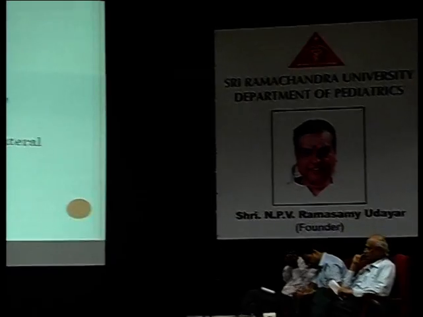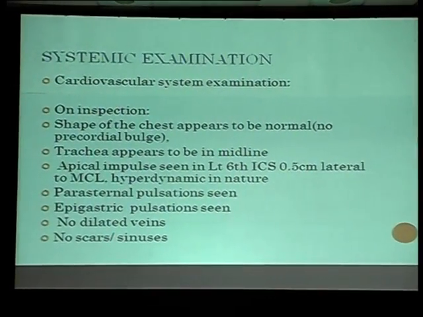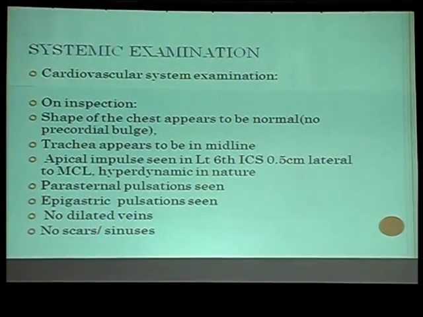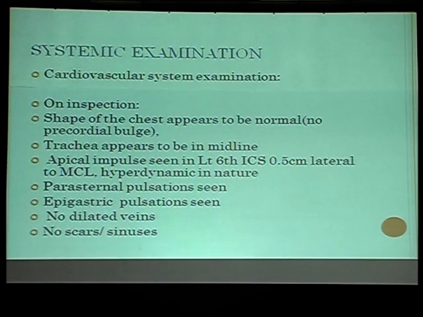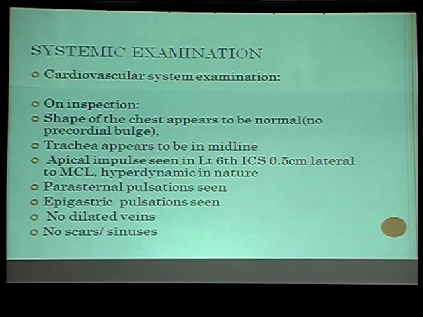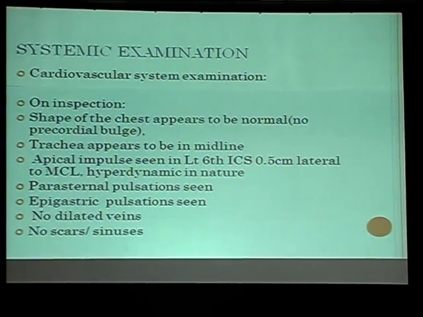Apical impulse is seen in left sixth intercostal space, 0.5 centimeter lateral to the midclavicular line, hyperdynamic in nature. Parasternal pulsations are seen, epigastric pulsations are seen, no dilated veins, scars or sinuses. It will be nice if you also give the interpretation. Once you see a positive finding, what does it indicate? So that it will become much easier for discussions.